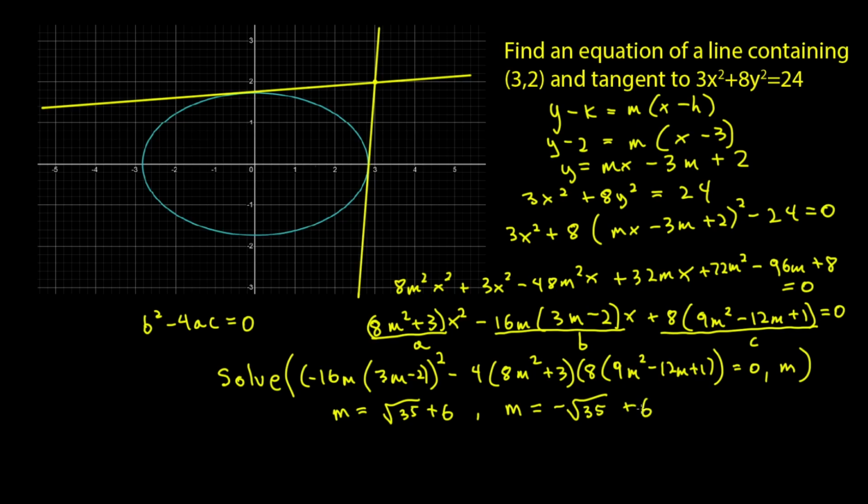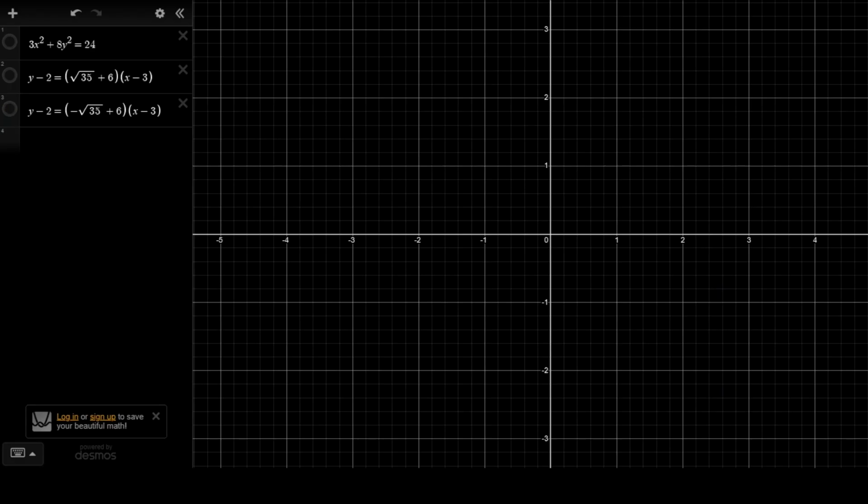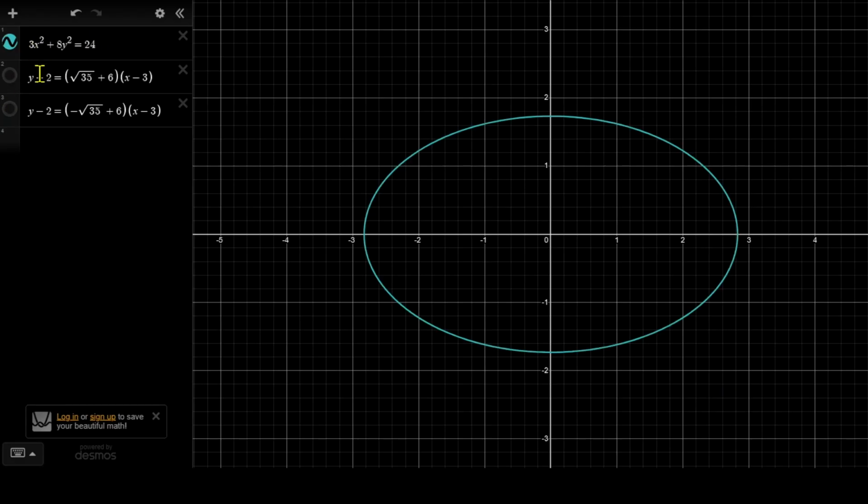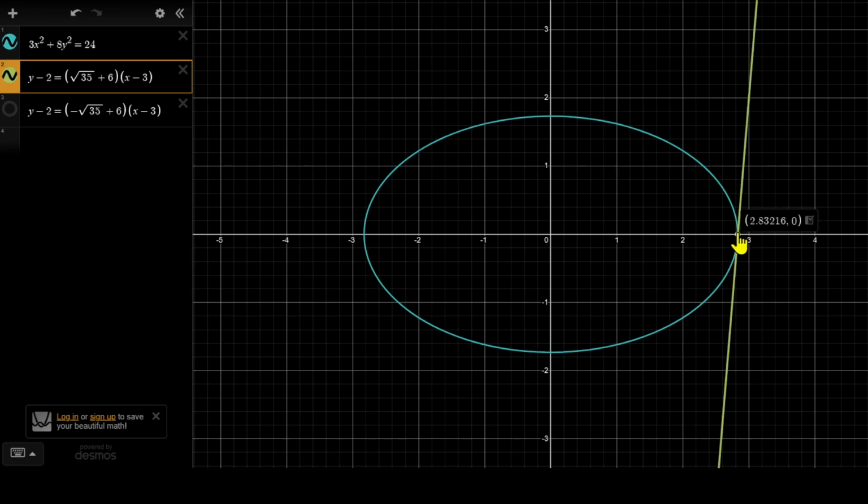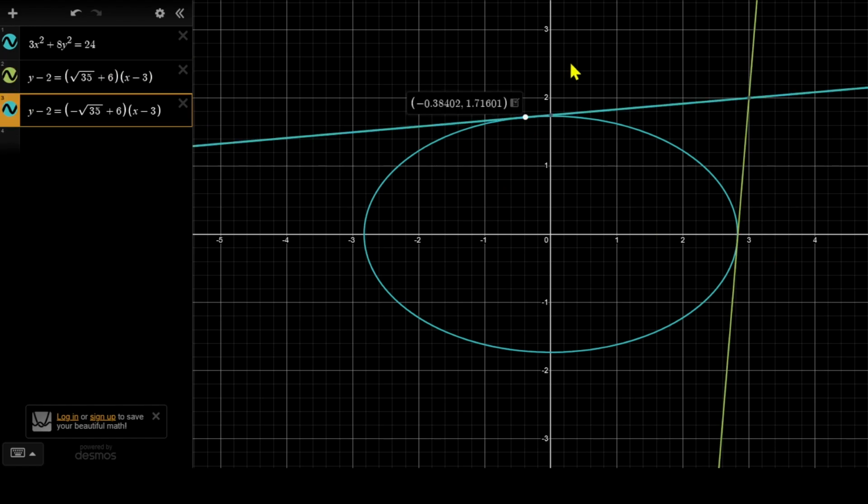And now we're going to put them into Desmos and check that they are correct. And here we are in Desmos. We have the ellipse right here, and then we have put the one solution in, y minus 2, x minus 3 as before, and here is the slope, one of them, and we go right there. And we can see we get one tangent point. Now let's put in the other. We go there. And again, we get one tangent point. So now we know we did it right.